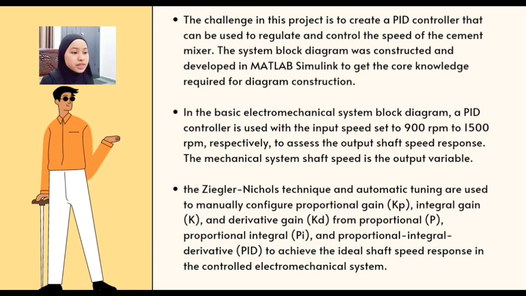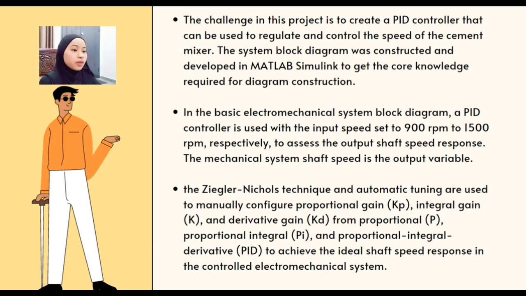Number 2, in the basic electromechanical system block diagram, the PID controller is used with the input speed set from 900 RPM to 1500 RPM to assess the output shaft speed response. The mechanical system shaft speed is the output variable. Number 3, the Ziegler-Nichols technique and automatic tuning are used to configure proportional gain Kp, integral gain Ki, and derivative gain Kd, from proportional integral and proportional integral derivative, to achieve the ideal shaft speed response in the controlled electromechanical system.